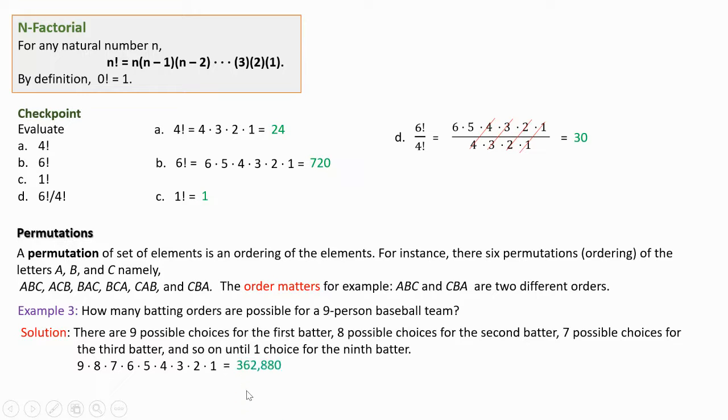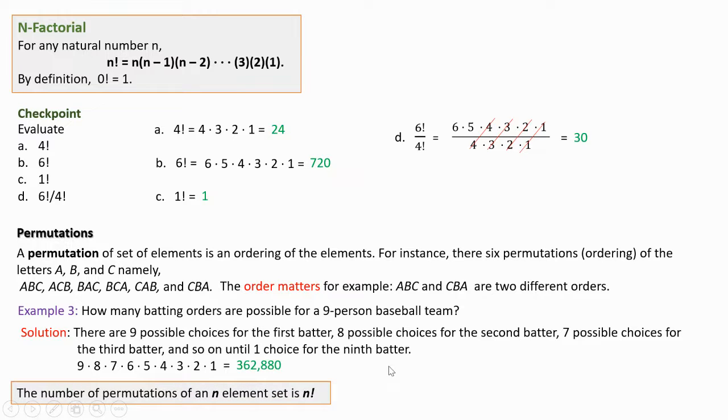It goes all the way till we get to 1. So the answer is 362,880. Or you can do 9 factorial. It's the same thing, which is the same answer, 362,880.